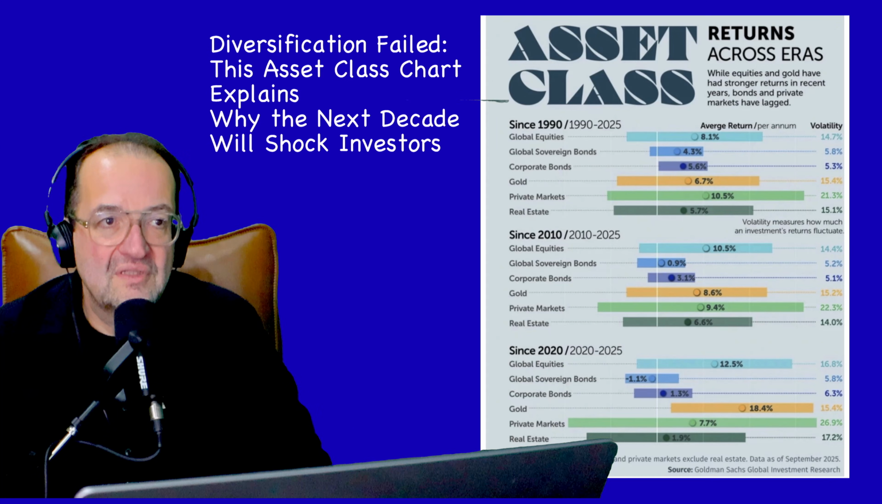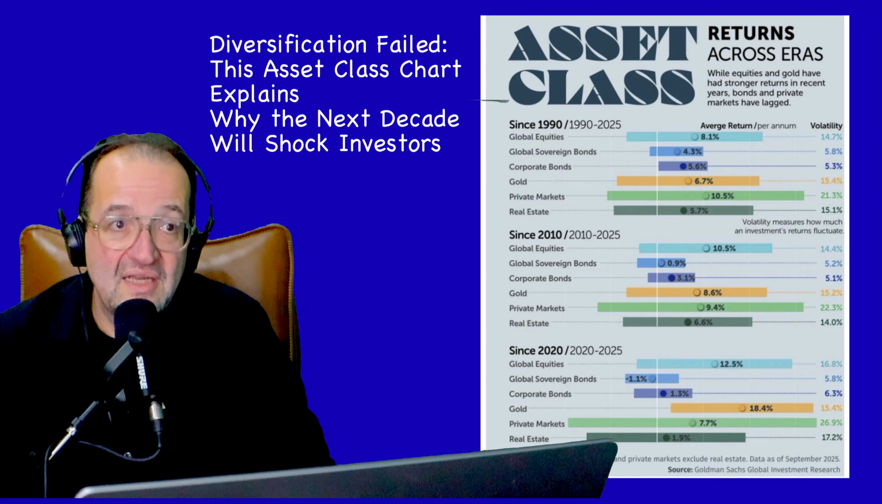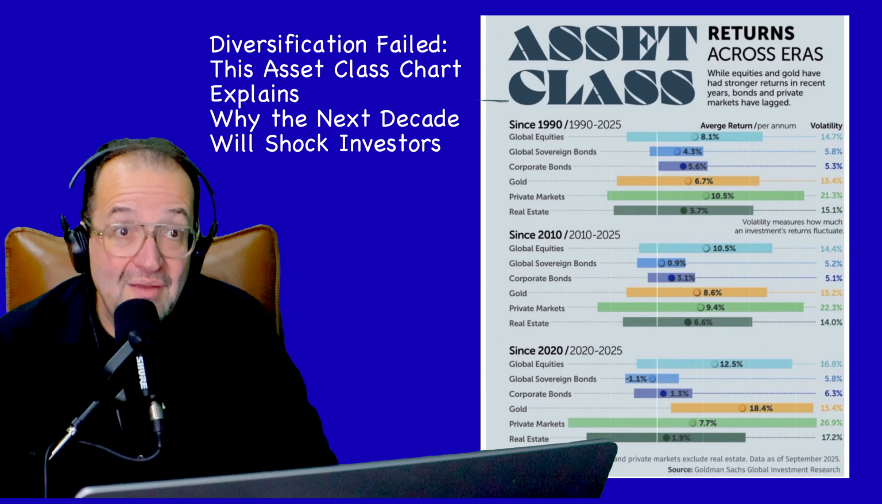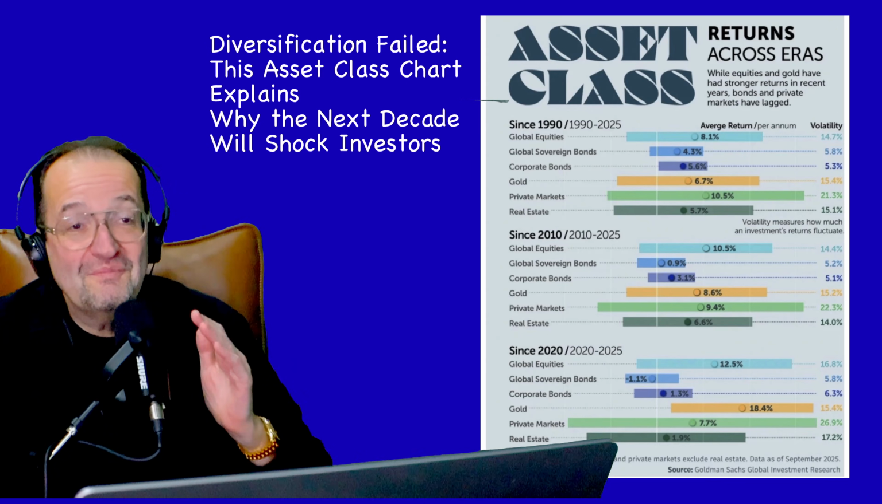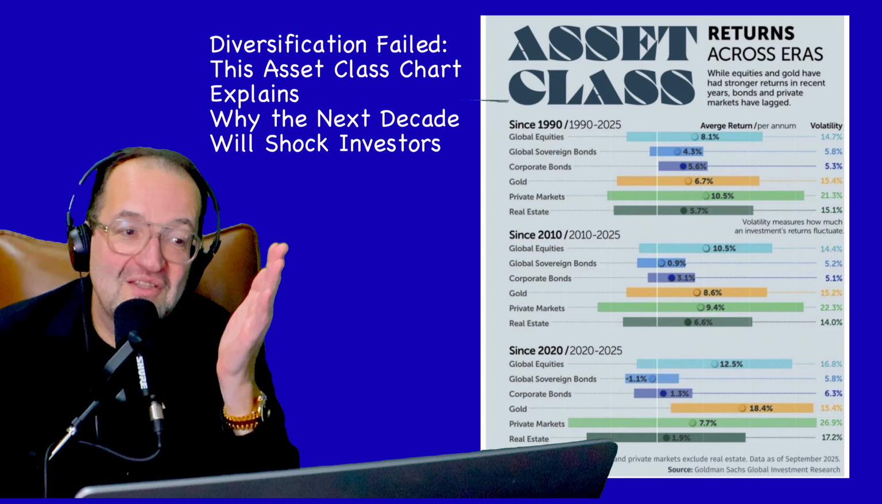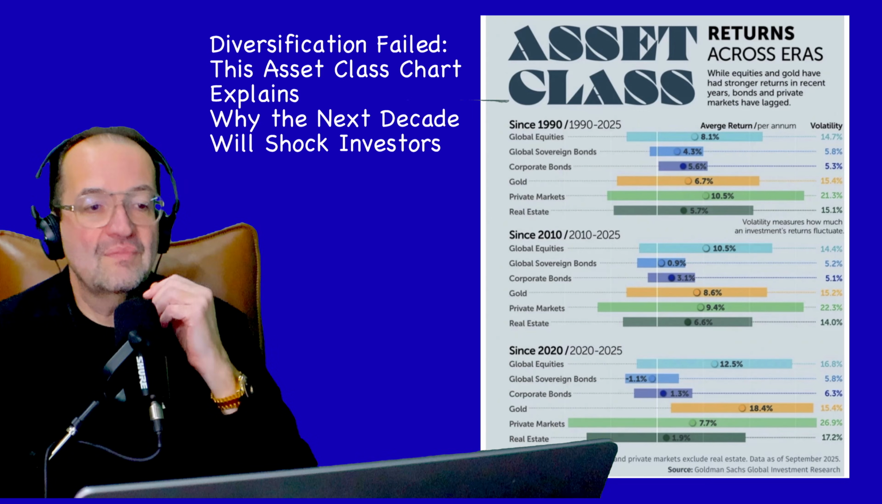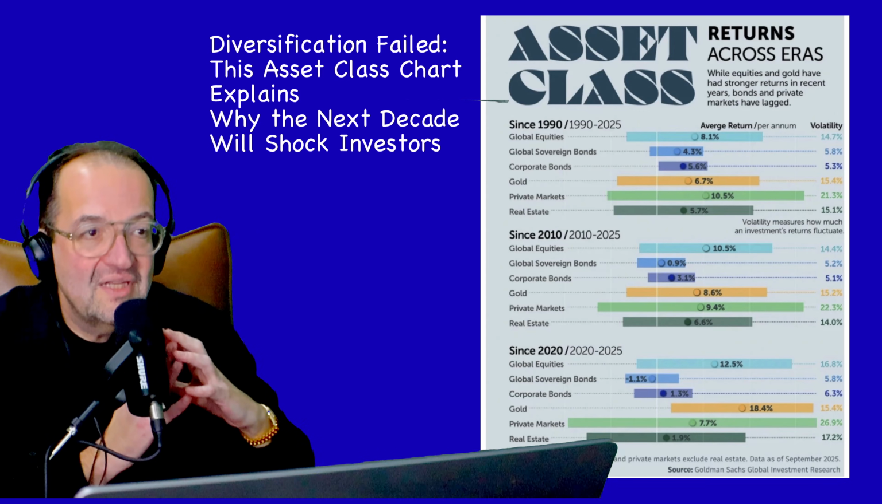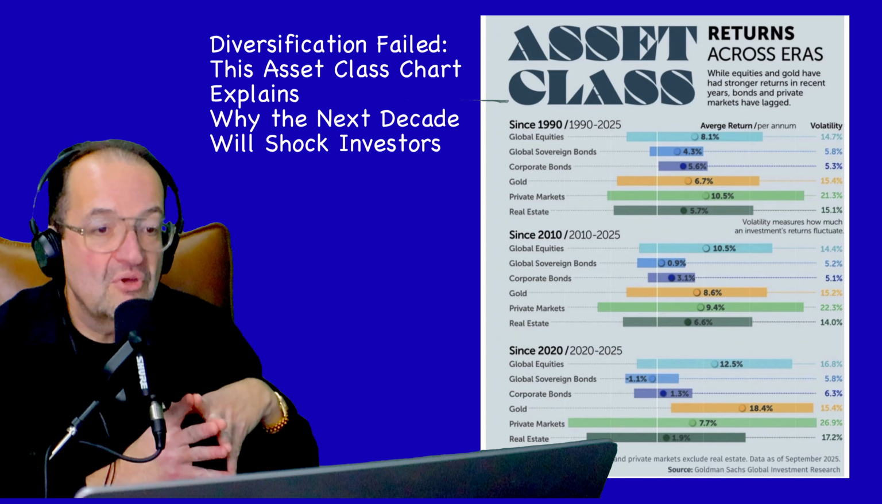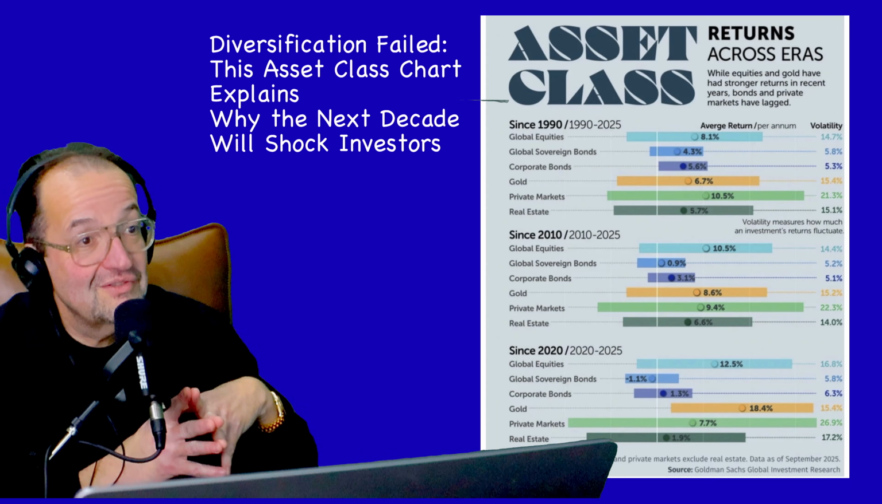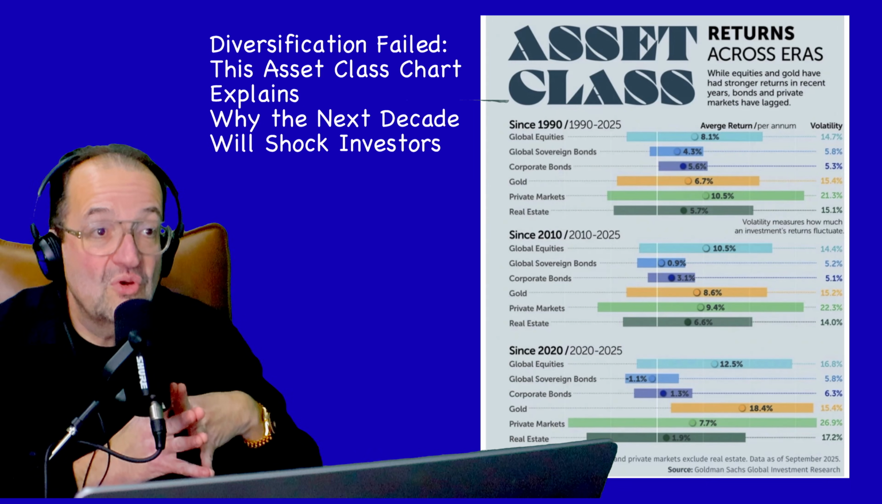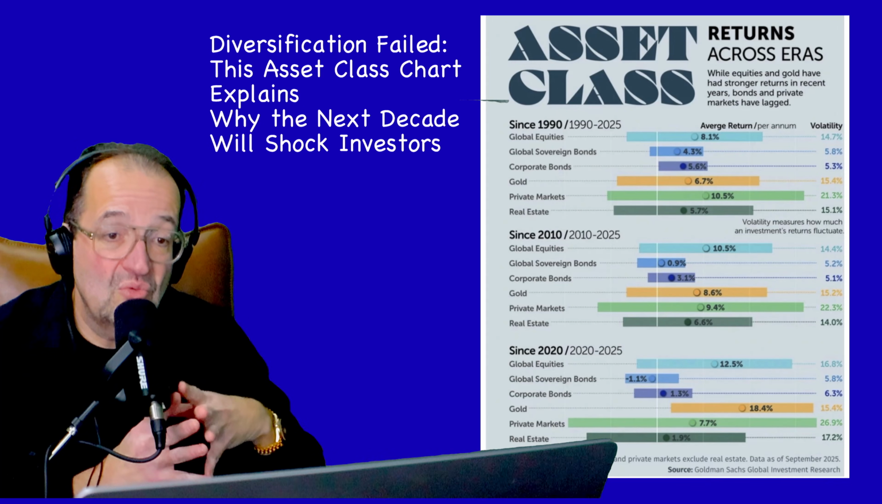Most investors think they understand asset class performance because they remember the recent winners. They remember the S&P. They remember tech. They remember the gold surge, right? But markets do not reward memory. They reward context.